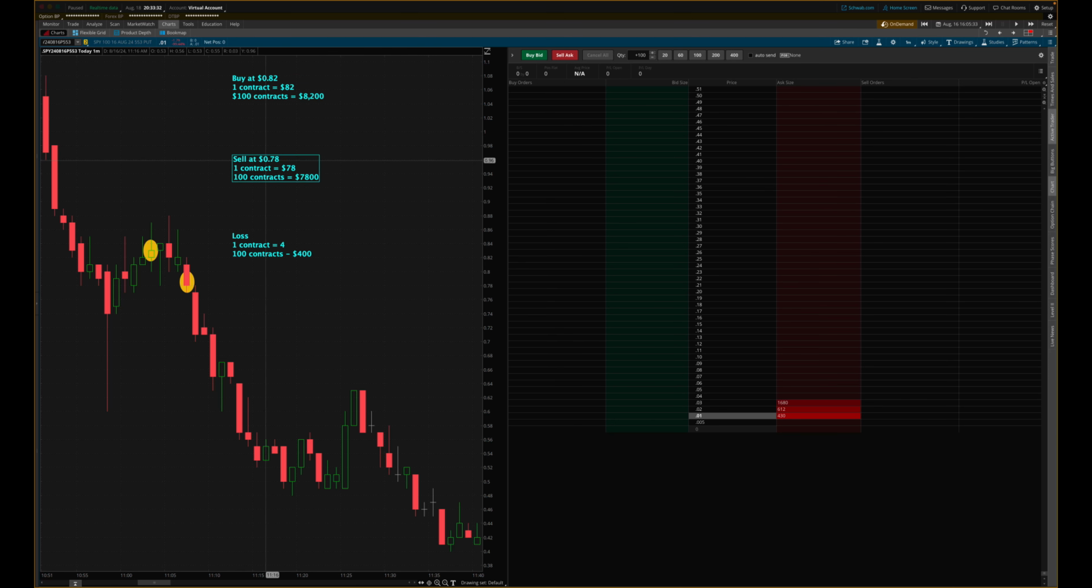If you sell that, you're going to sell it at a loss. It's going to be at 78 cents. One contract, you'd sell it for $78. You bought it at 82, you sell it at 78. So the loss of that, if you're only trading one contract, is $4.